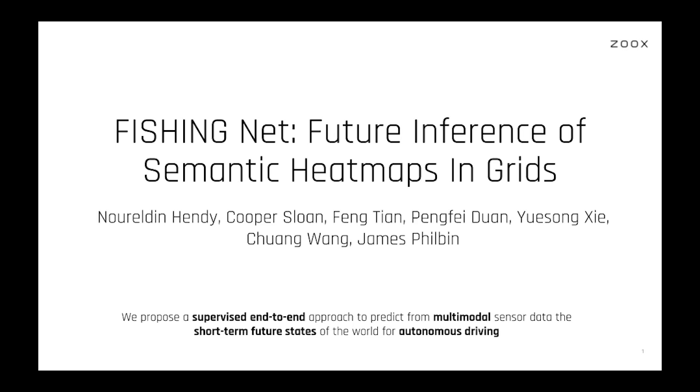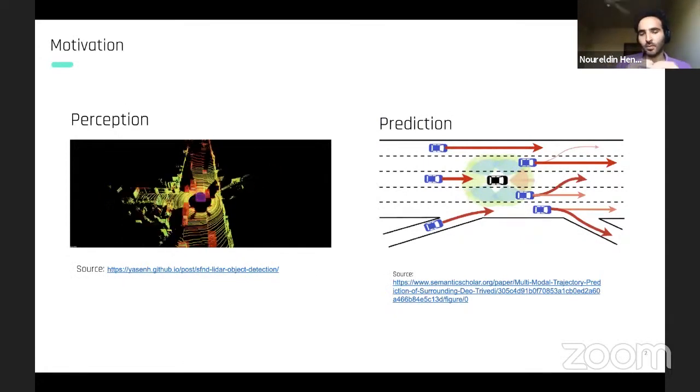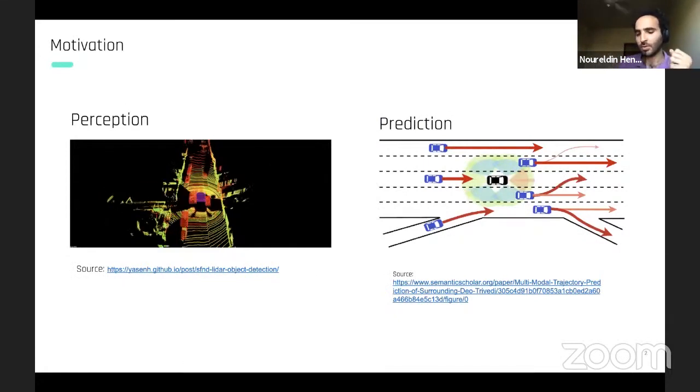And in this work, we propose a supervised end-to-end approach to predict from multimodal sensor data the short-term future states of the world for autonomous driving. This work is mainly motivated by two important systems for autonomous driving. One is perception, and two is prediction.